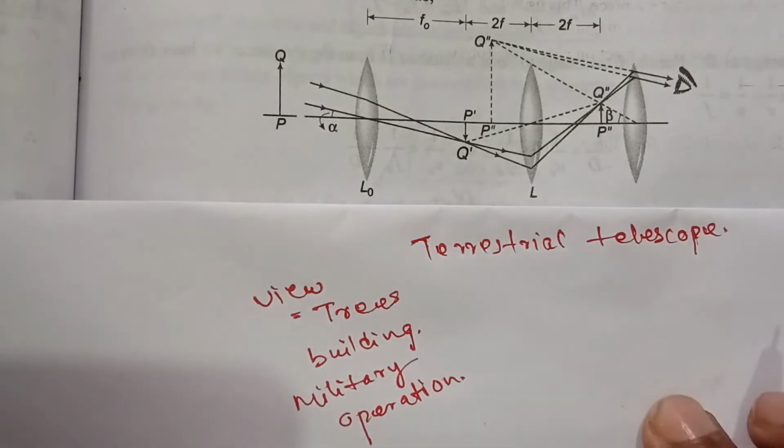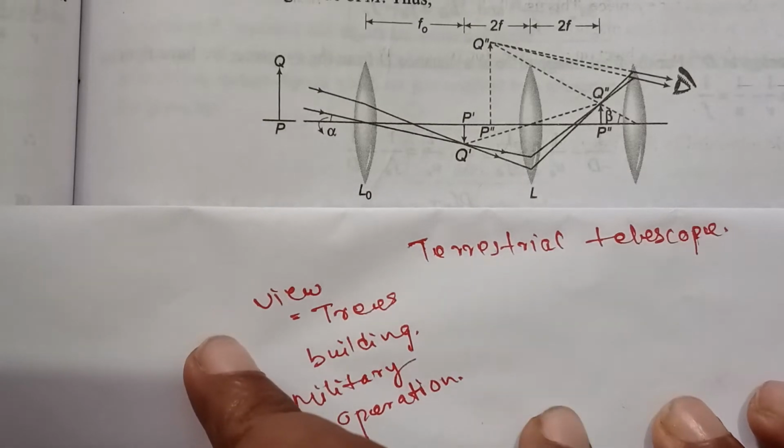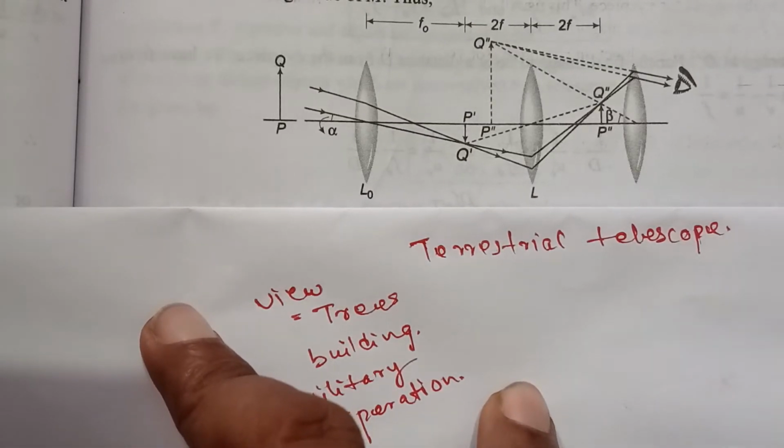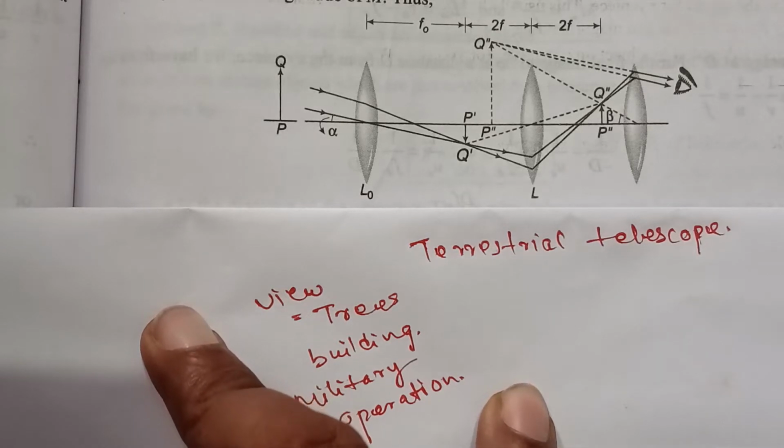So, dear students, today we are going to discuss the terrestrial telescope. In the previous video, we discussed the astronomical telescope. Astronomical telescopes are used to view distant objects, stars and planets.